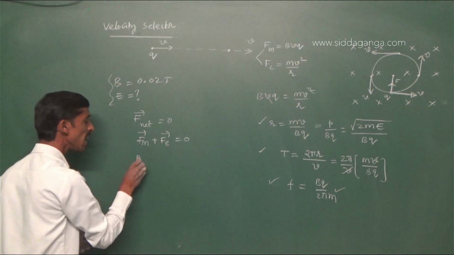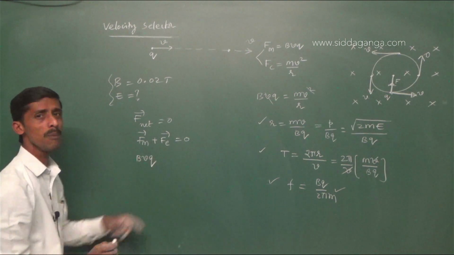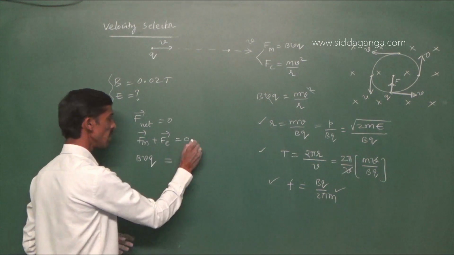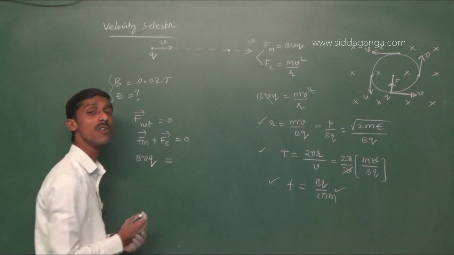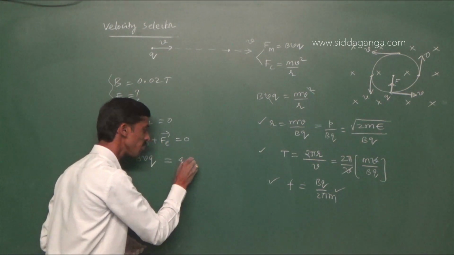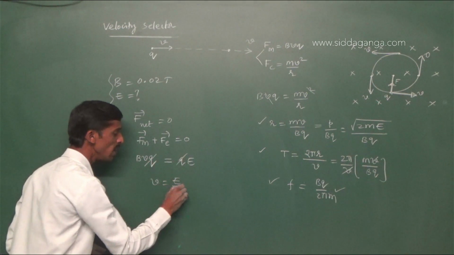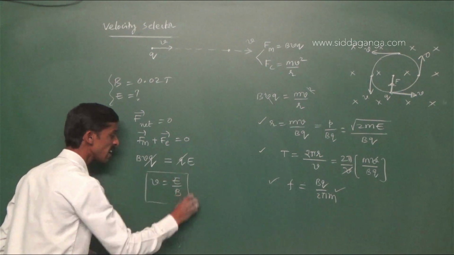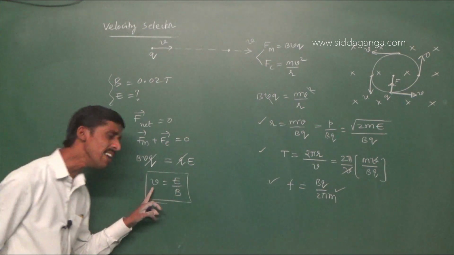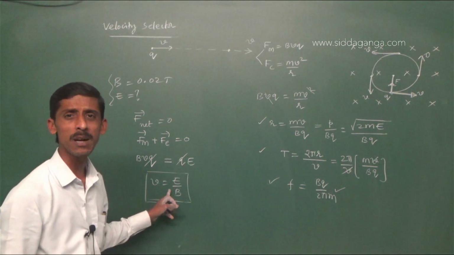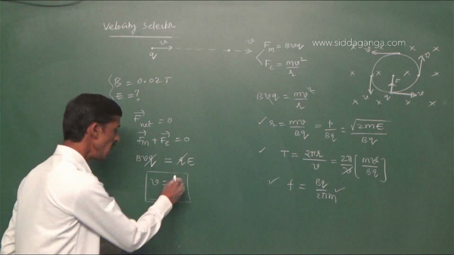So what is the magnetic force? BvQ, because the field is perpendicular. What is the electrical force? QE. So Q gets cancelled, v is equal to E by B. So that is the velocity selector principle for undeviation. When electric field and magnetic fields are applied perpendicular to each other, v equals E by B.